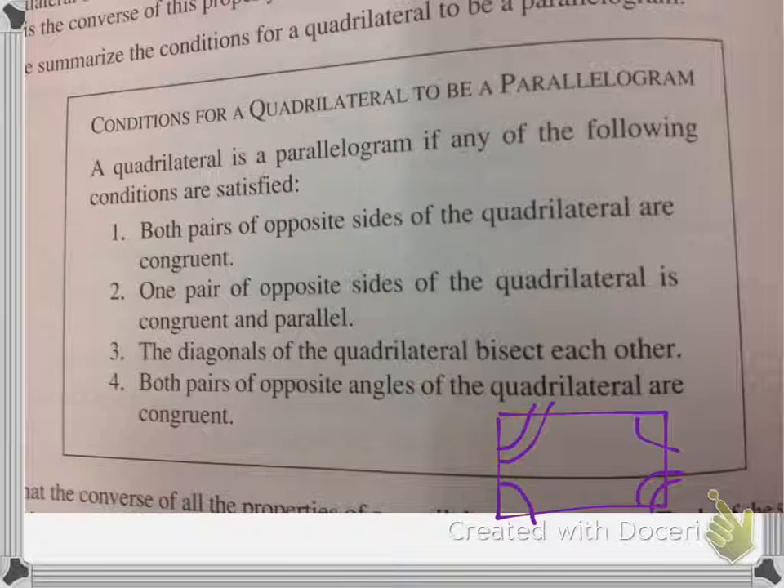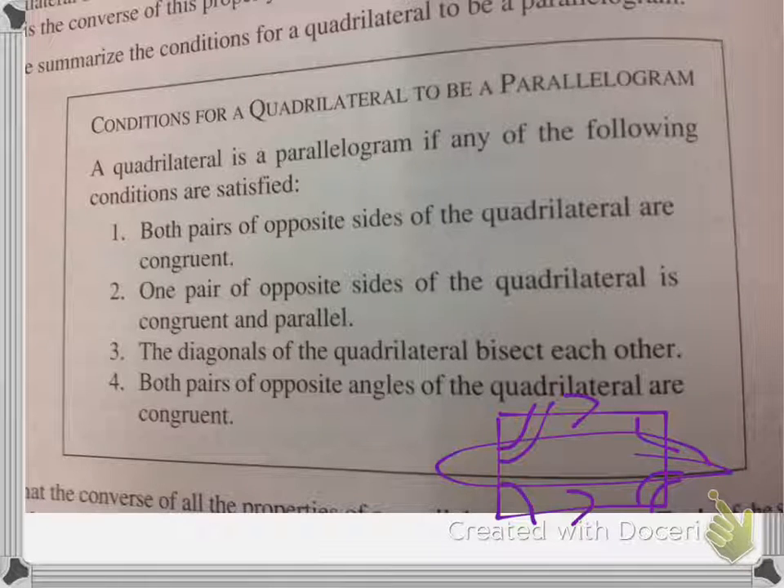We also can say one pair of opposite sides of the quadrilateral is congruent and parallel. So if I told you the top and the bottom of this picture were congruent and they were parallel, the only way to connect them is if these other sides would also have to be parallel and congruent. It's the only way you can construct it and make that happen.